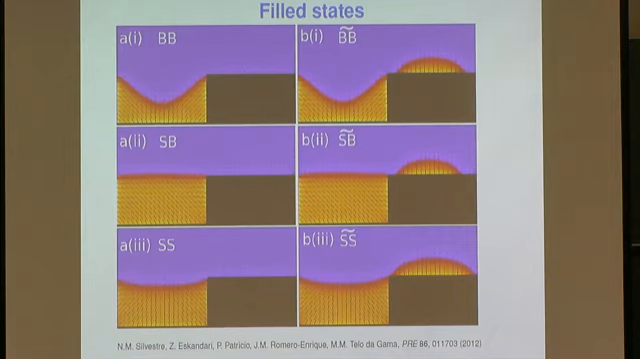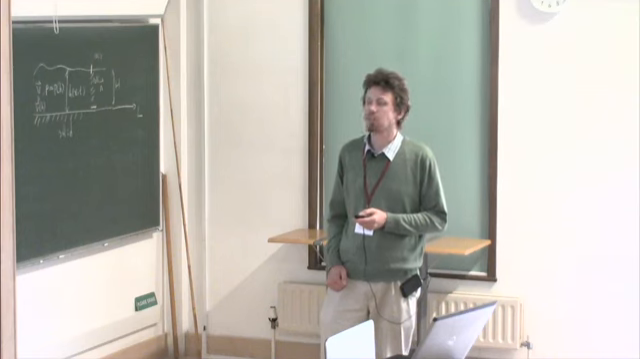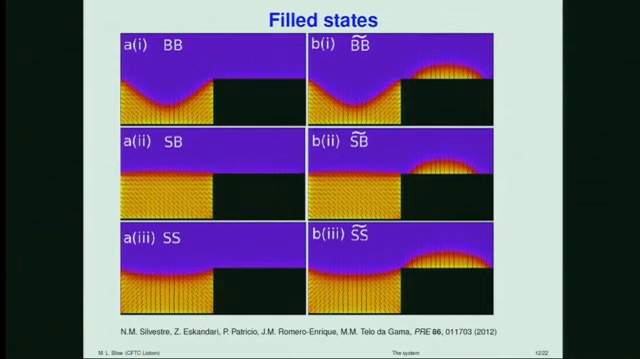And there are 3 textures that occur in the groove. A state with a bend distortion at both lower corners, a state with a bend distortion at one lower corner and a splay in the other, and a state with splay distortions in both lower corners. And also the upper surface of the substrate can either be dry or wet. So that gives us 6 states altogether. These are all metastable states. This one is actually the lowest free energy, but all of these for the parameters that we're using are metastable.